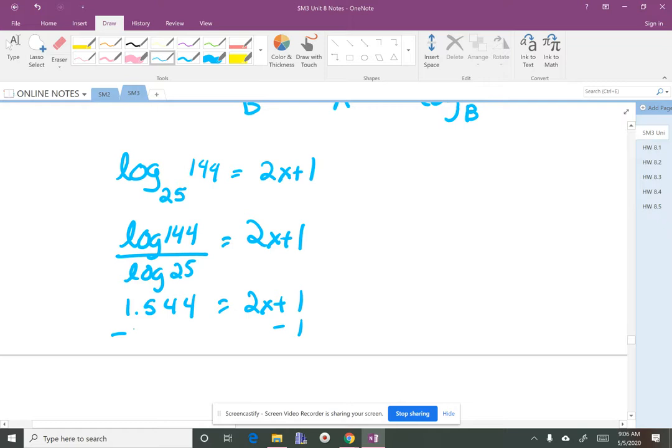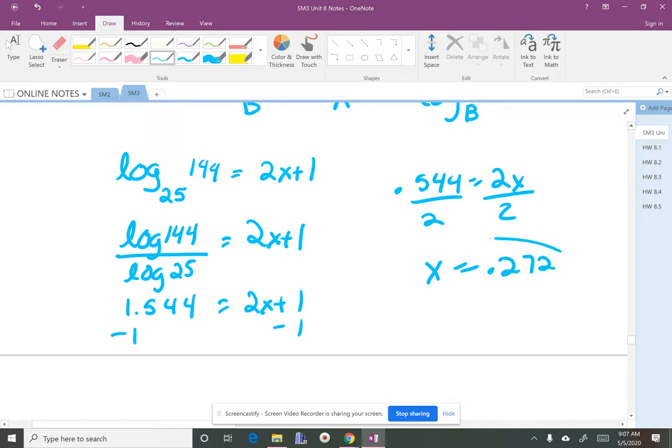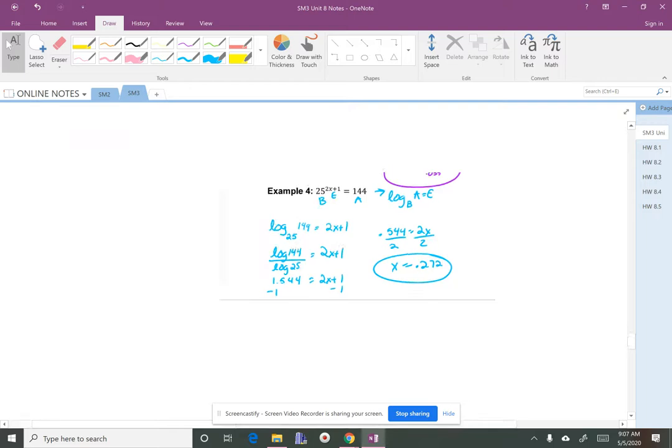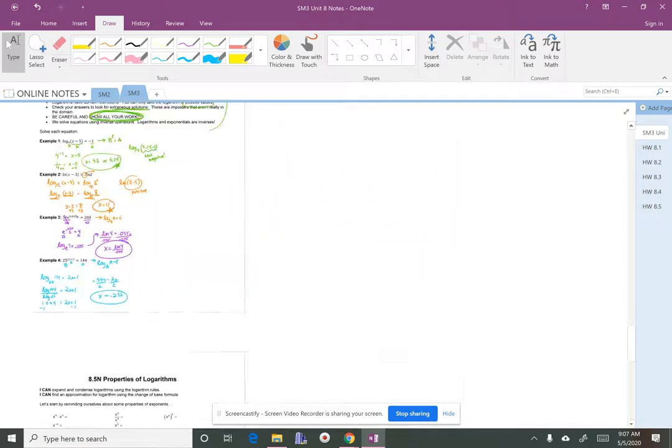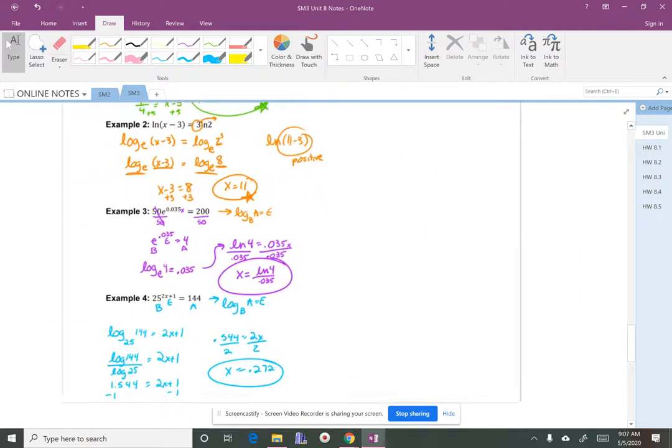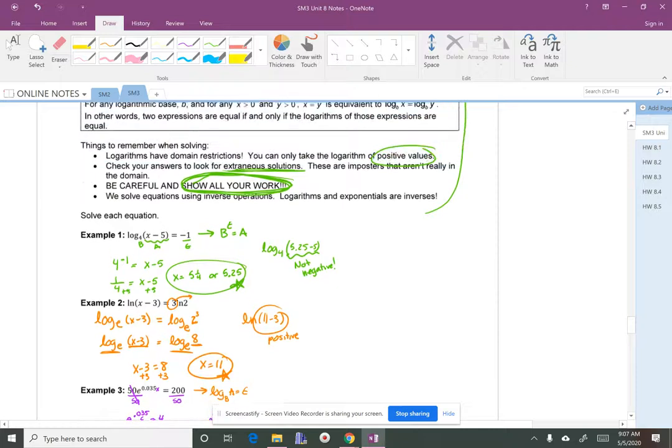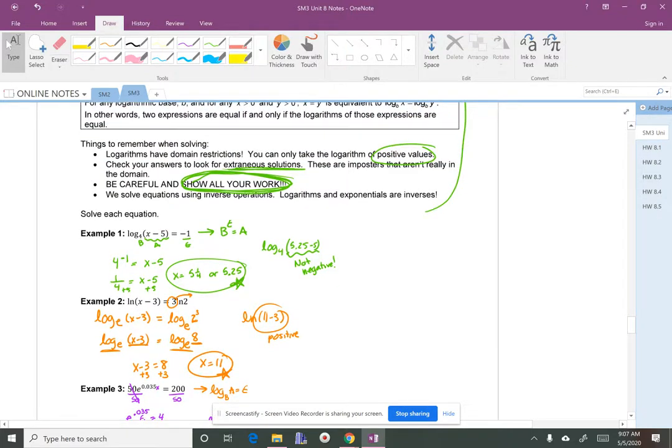I'm going to subtract the 1. So now I have 0.544 equals 2x, and I'm going to divide by 2. I get x equals 0.272. Pretty simple. You're going to combine all the tools that we've had in previous lessons to solve. Remember, when we solve, that means we're going to get x equals. That's how we know that we are done.